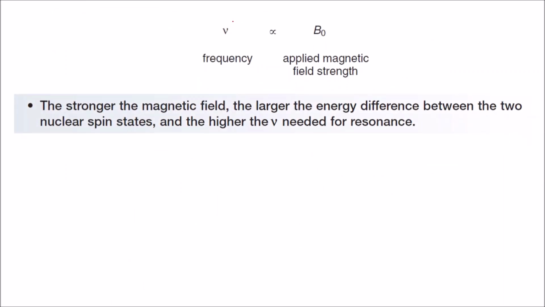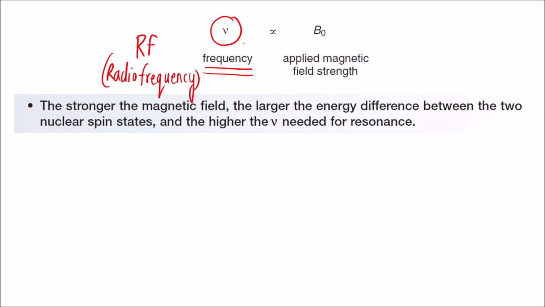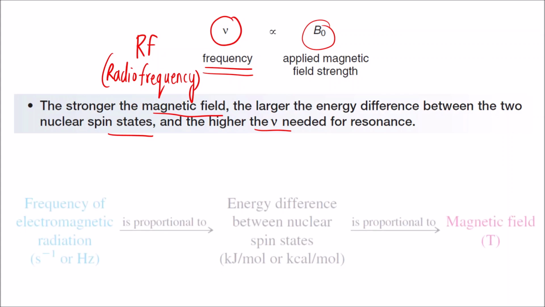And what does this frequency depend on? The frequency of the electromagnetic radiation. Generally which frequency do we use in case of NMR? That is the radio frequency that we are using. That you must know, we use the radio frequency. That is directly proportional to the magnetic field. The stronger the magnetic field, the larger will be the difference between the two nuclear states and greater is the energy needed for resonance. What is the meaning of resonance? We'll understand in a moment.